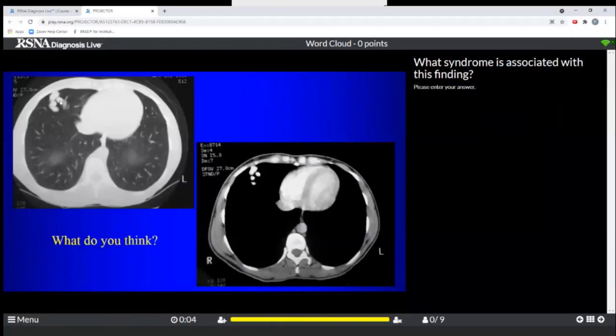So this really does look like a pulmonary AVM here. So we have this tortuous vessel, dense enhancement here in our pulmonary CT scan. So, a serpentine vessel. I'll tell you that that's a pulmonary AVM. What syndrome is associated with this finding?